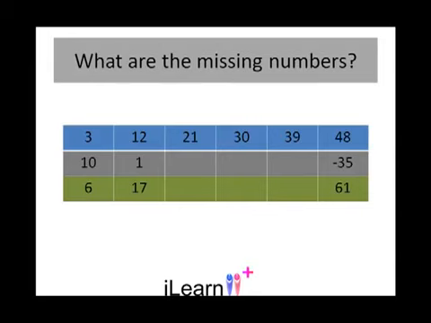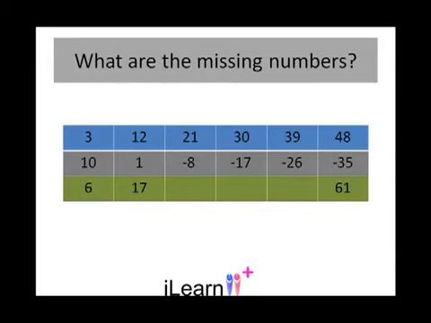Let's have a look at the next row. Starting with 10, then 1. Minus 8. It's a negative number. Minus 17. And finally, minus 26.